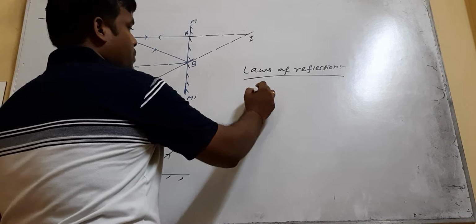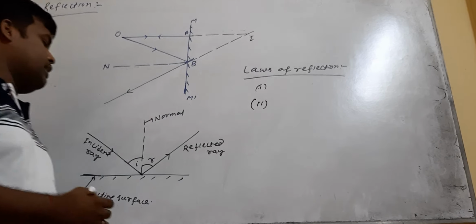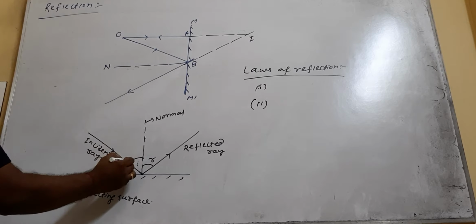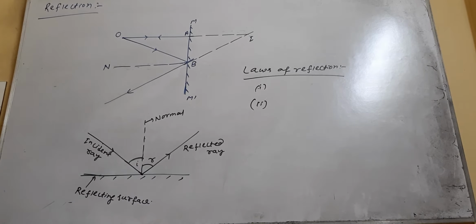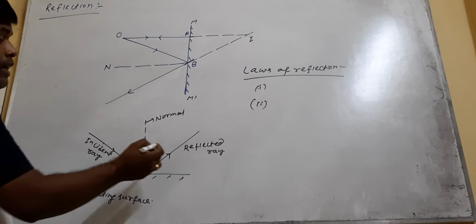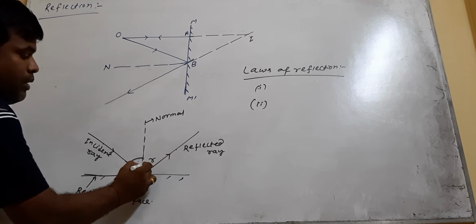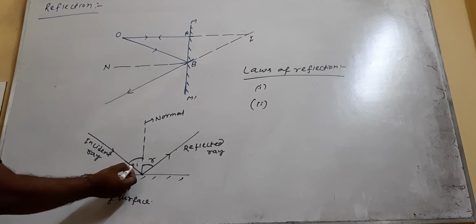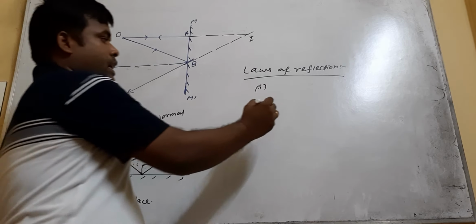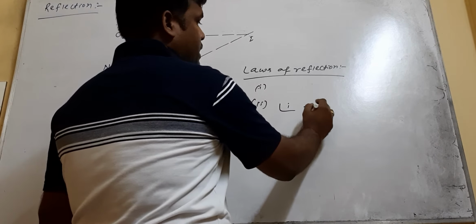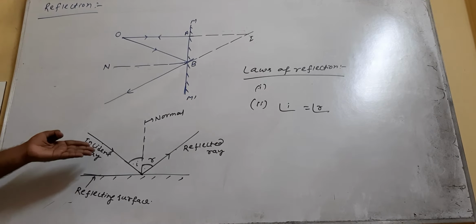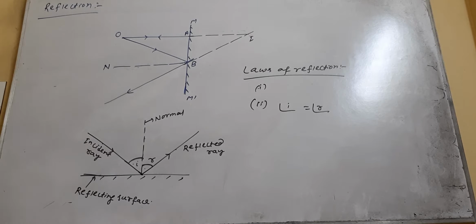And number two, you see, the angle made by the incident ray with the normal is called the angle of incidence. The angle made by the reflected ray with the normal is called the angle of reflection. So now the angle of incidence is equal to the angle of reflection, I is equal to R. So here you learnt the laws of reflection.